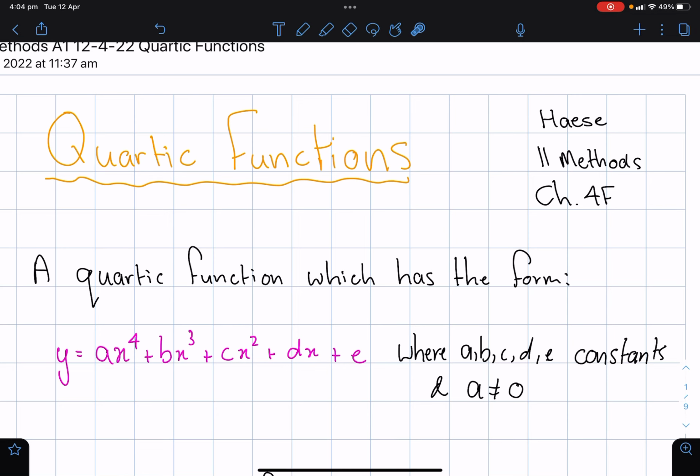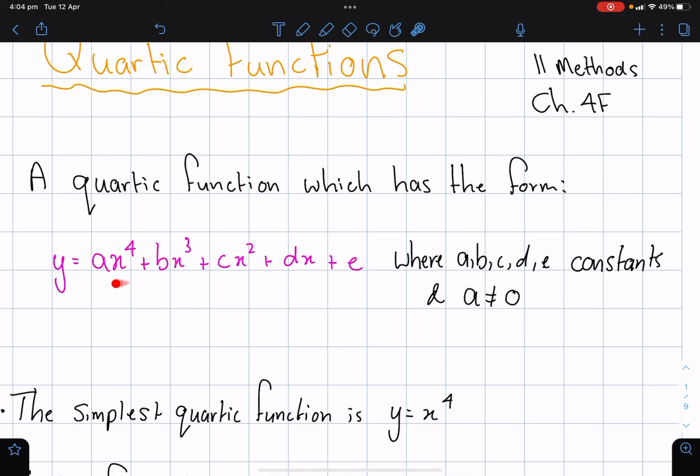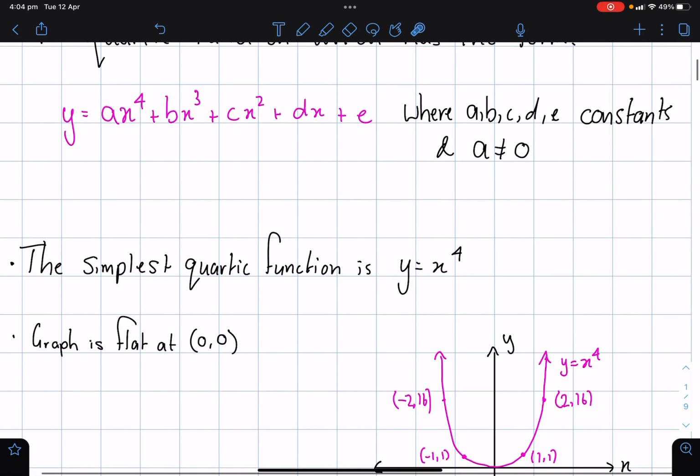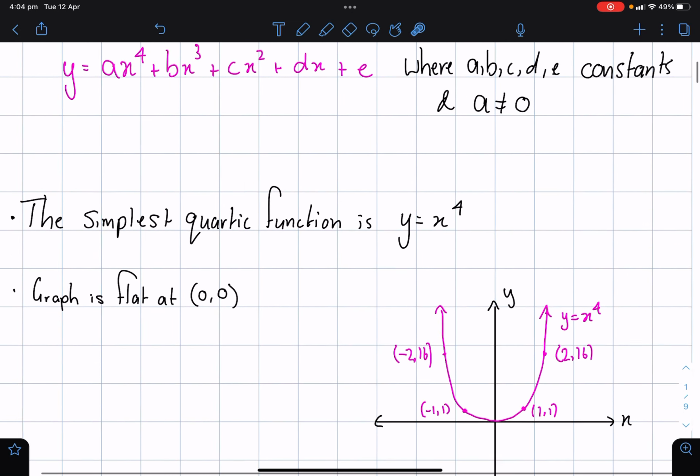So a quartic function has the form y equals ax to the power 4 plus bx cubed plus cx squared plus dx plus e, where those a, b, c, d and e coefficients are constants. And remember, our a cannot equal 0, otherwise we just have a cubic function. So the simplest quartic function is y equals x to the power 4, and it looks like this.